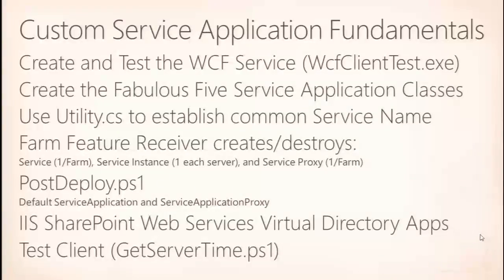We want to test that WCF service and make sure it does what we want it to do. Once you've got the WCF service, then you're going to create the fabulous 5. Service and service proxy are the two bottom ones. Then we got service instance, service application, and service application proxy. Okay, so those 5 get created.